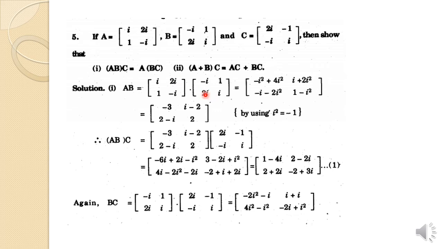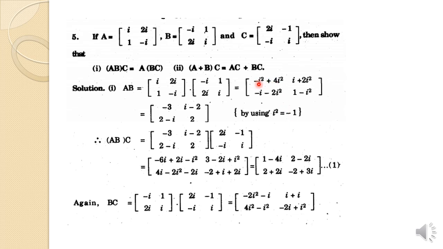So iota into minus iota, minus iota square, 2 iota into 2 iota, 4 iota square. Similarly iota into 1, iota, and 2 iota into iota, plus 2 iota square. And similarly 1 into minus iota, and minus iota into 2 iota, minus 2 iota square. And similarly 1 with this 1, and minus iota into iota, minus iota square. And using iota square equals minus 1.